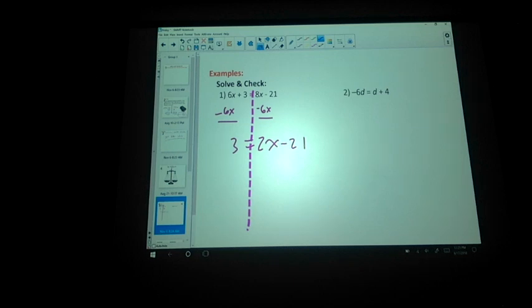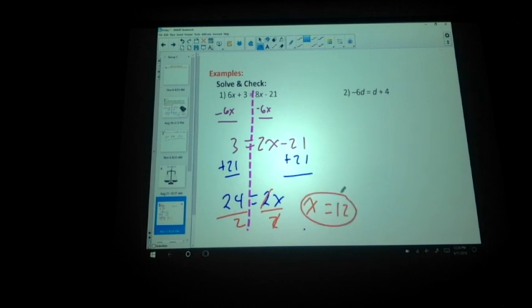Go ahead. You add 21 on each side. Yeah, I'm going to add 21 to both sides. So on this side, I'm going to have 24. On this side, I'm going to have 2x. How do I undo 2x? Divide by 2. So this and this cancel. And that allows me to say that x is equal to, what's 24 over 2? 12. There's my answer. Done. Is that okay?